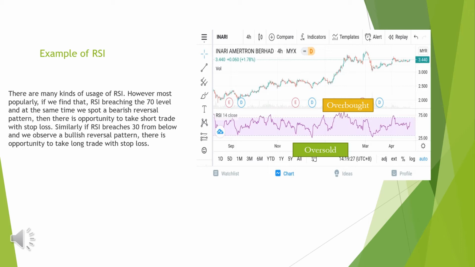Example of RSI. As you guys can see, it will become overbought when it is above 70 and it will become oversold when it is below 30.